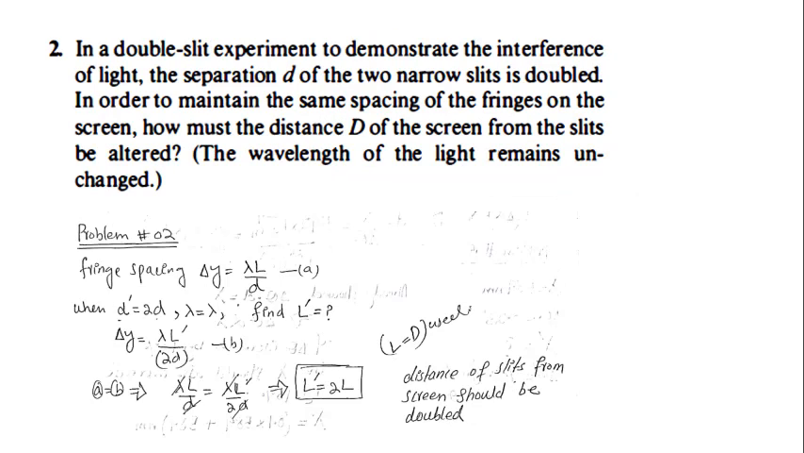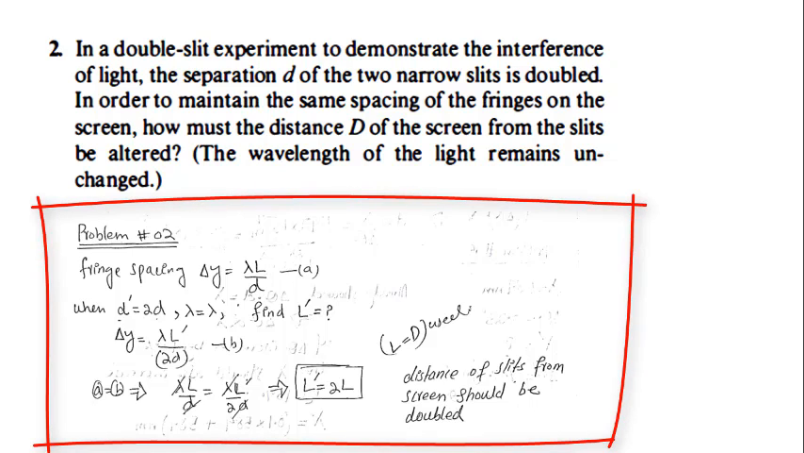In the second problem, in a double slit experiment to demonstrate the interference of light, the separation d of two narrow slits is doubled. First this separation was d, and now in the next experiment this separation is doubled, so we have 2d. In order to maintain the same spacing of the fringes on the screen, how must the distance D of the screen from the slits be altered? The wavelength of light remains unchanged.